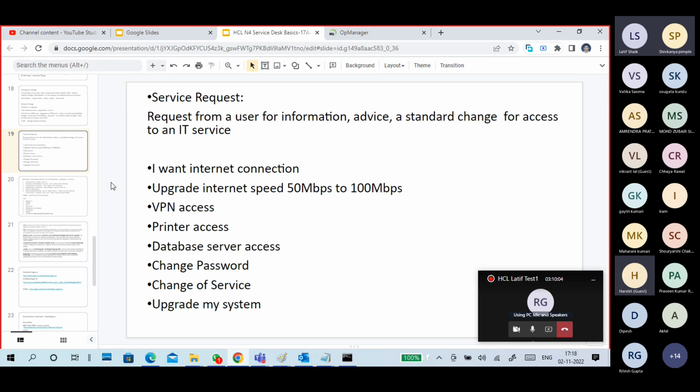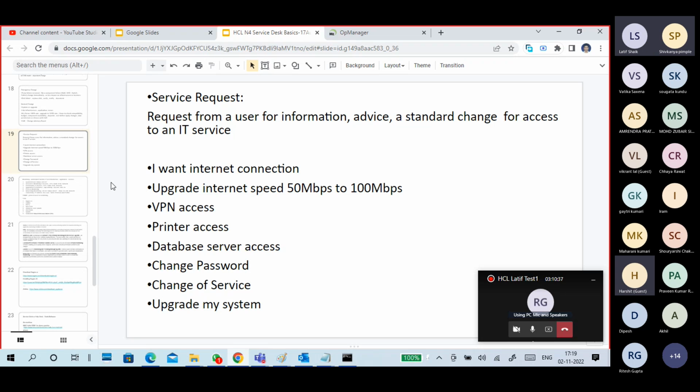I forgot my VPN password. I forgot my mail password. Or maybe my password is expired. Please change my password. I don't have rights to change my password, only the admin is able to do it. So that is a service request. For example, I need storage space, I want 100 GB of space, so I request that.